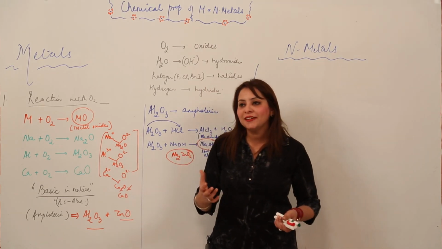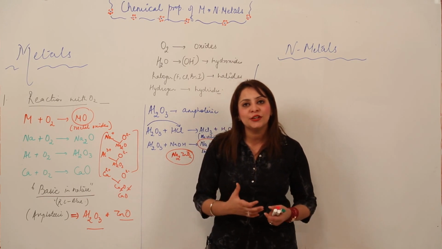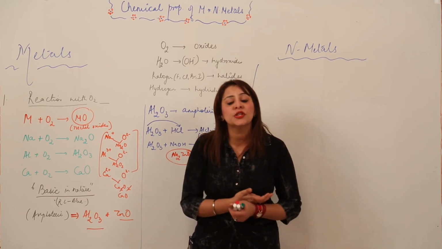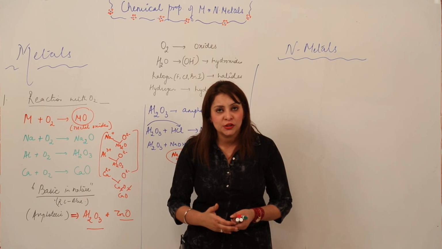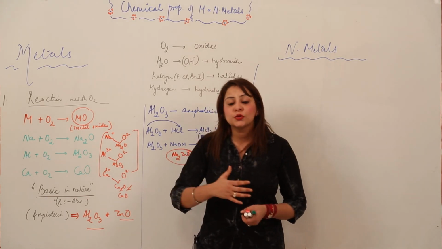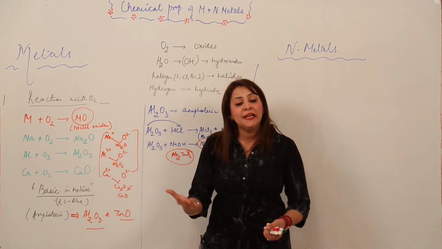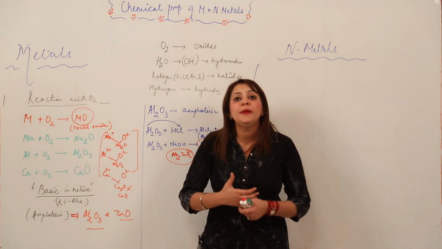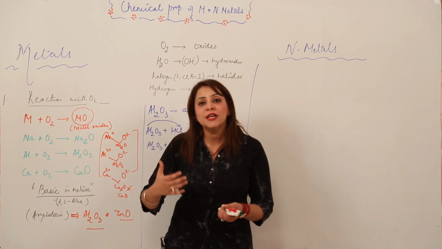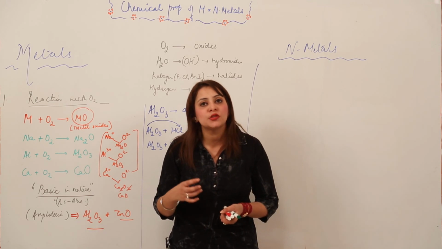See, an explosion cannot be of constructive use. It doesn't serve any constructive use. So to avoid an explosion, we store it under kerosene oil so that it does not come in contact with oxygen, and there is no reaction with oxygen. It will not form any kind of oxides and there won't be any explosion, right? So just for this reason, we store sodium and potassium under kerosene oil.